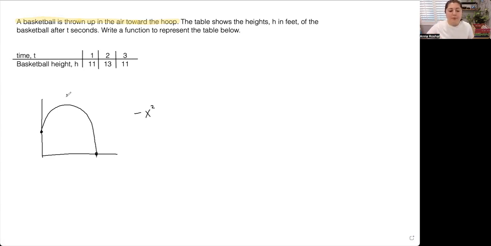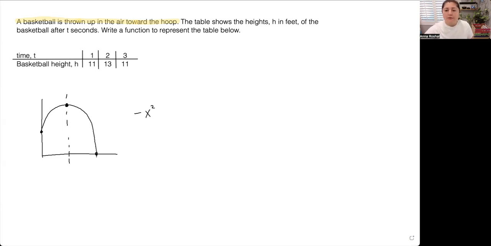I know that at some point I'm going to have my axis of symmetry where my vertex is going to be, and then I'm going to have this rising action and falling action before and after the vertex. Then they tell me that the table shows the heights, h in feet, of the basketball after t seconds. Write a function to represent the table below.